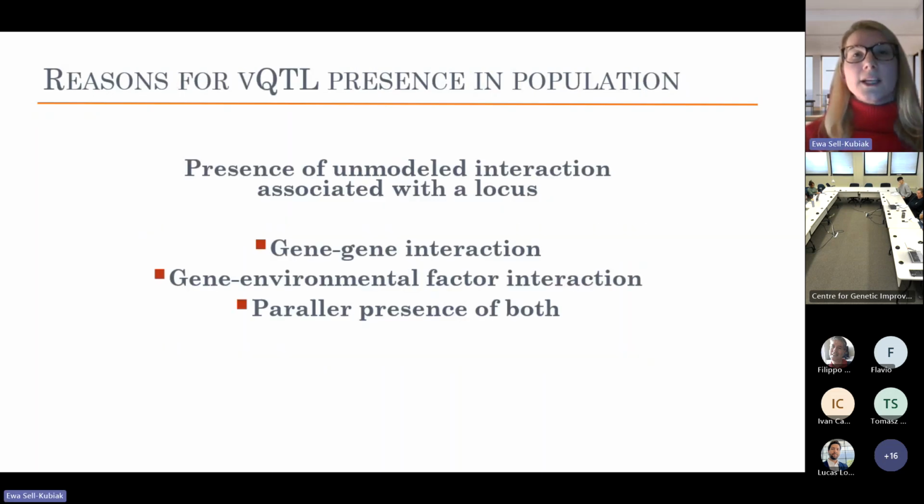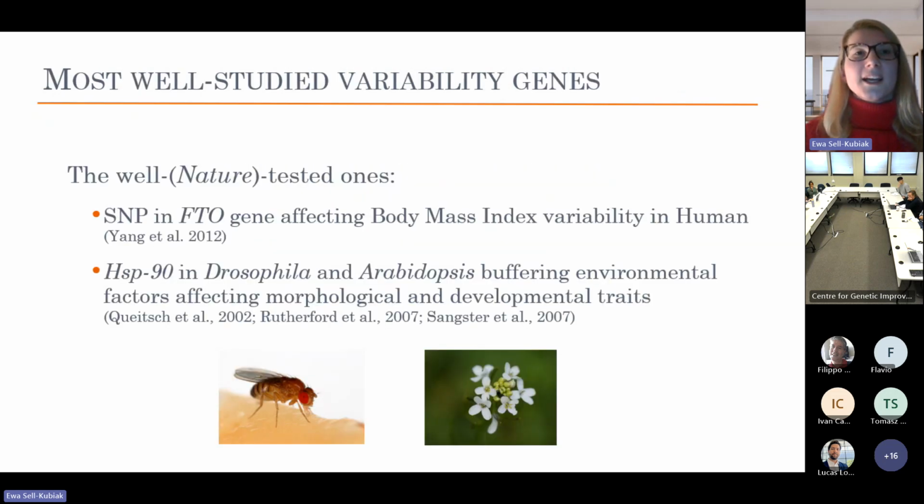And how should we understand those VQTLs? This is a proof that there is a presence of unmodeled interaction that is associated with the locus. And this interaction can be G by E, which is for you, for me as well, the most common type of interaction. So it can be caused by an environmental factor that is known or unknown. G by G interaction, and the parallel presence of both of those interactions can also be affecting the presence of the VQTL.